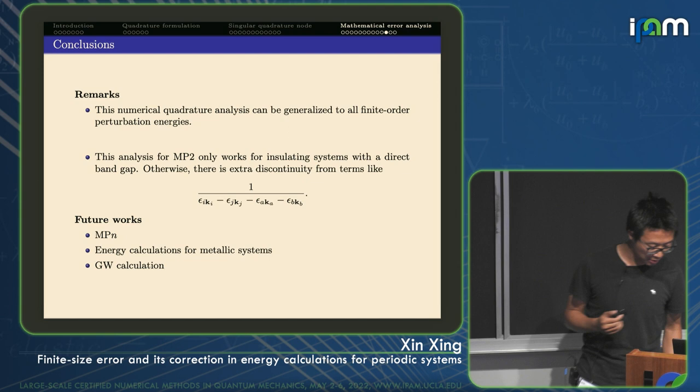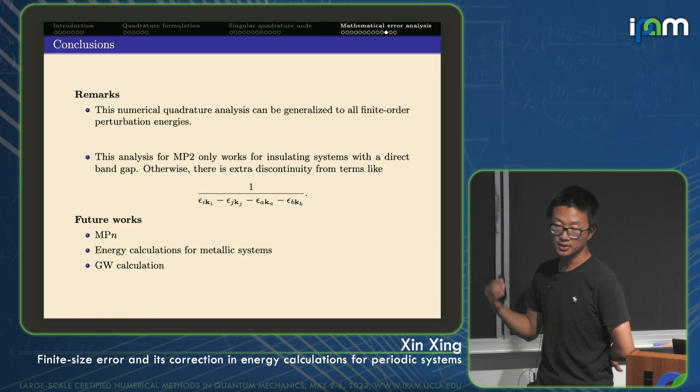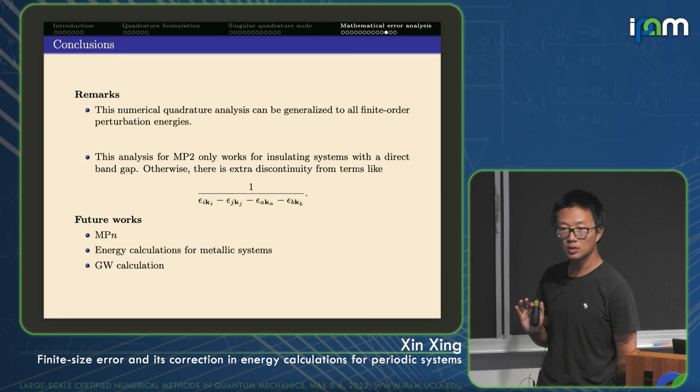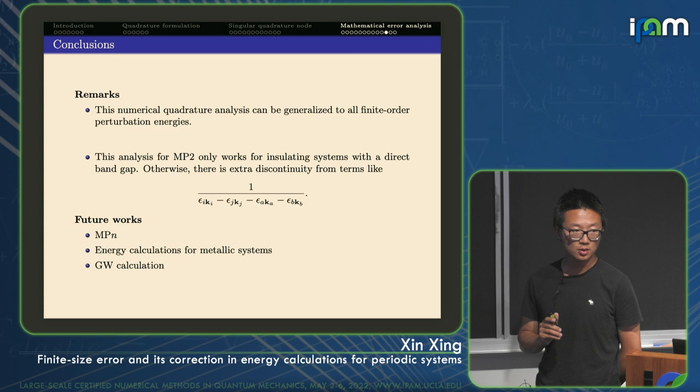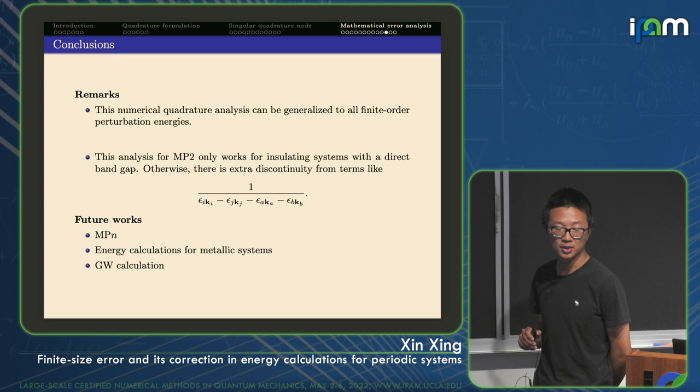So lastly, a conclusion of my talk. First is that the numerical quadrature analysis I just showed you can be generalized to all these finite order perturbation energies. But the one thing that I forgot to mention earlier is that such analysis for perturbation energy calculations, including MP2, will only work for insulating systems that have a direct band gap. Otherwise, there will be extra discontinuities from these orbital energy difference fractional terms. And for metallic systems, usually those finite order perturbation energy calculations simply diverge.